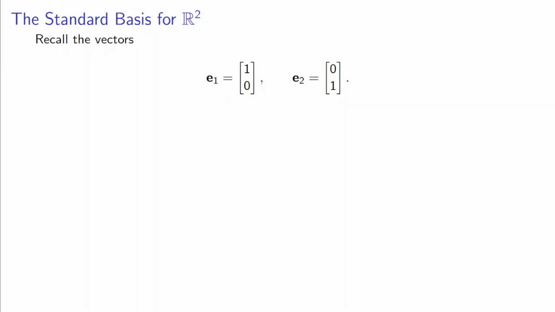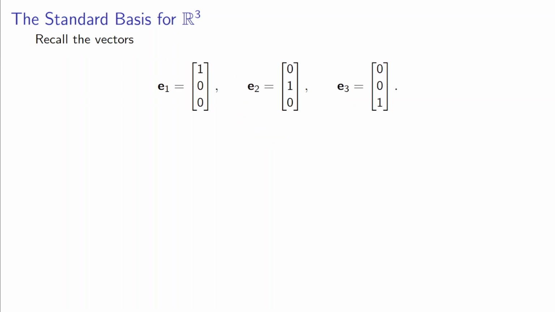Take a look at what's called the standard basis, in this case for R2. We introduced this notation earlier, these standard basis vectors, we might call them, for R2, E1, which is 1, 0, and E2, which is 0, 1. This set of vectors, E1, E2, is a basis for R2. And we sometimes call this the standard basis for R2. Here would be the standard basis for R3.